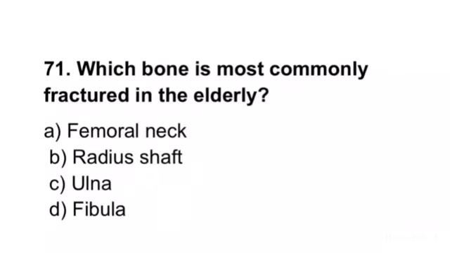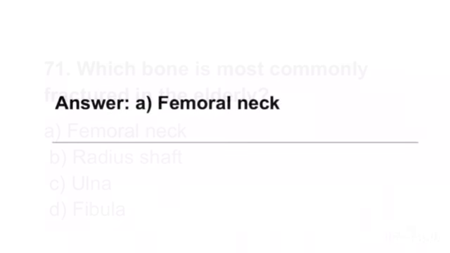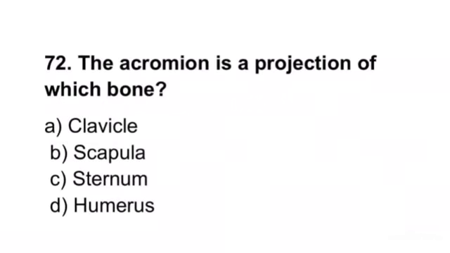71. Which bone is most commonly fractured in the elderly? A. Femoral neck. B. Radius shaft. C. Ulna. D. Fibula. Answer, A. Femoral neck.